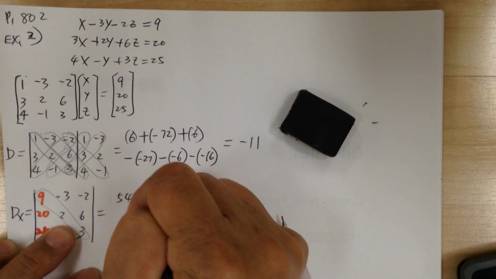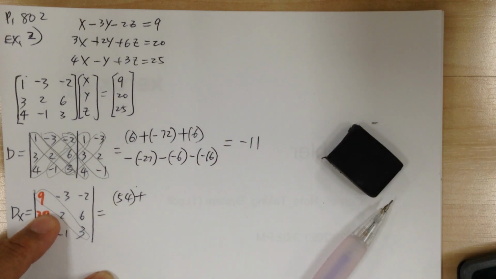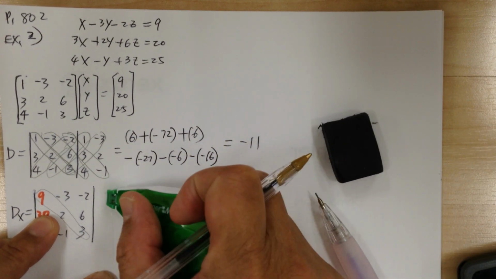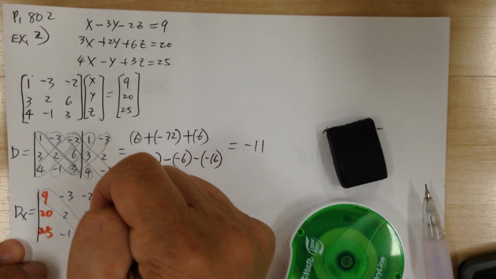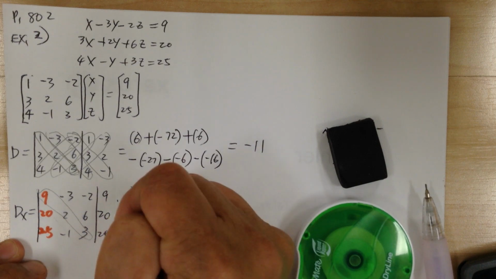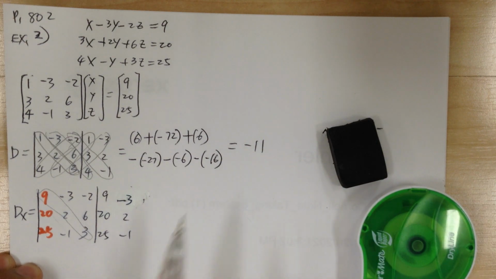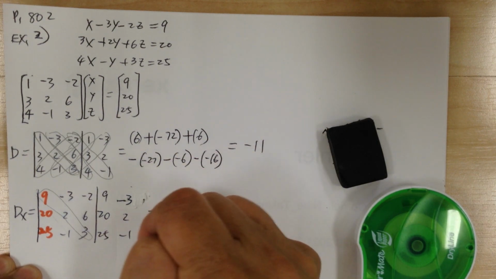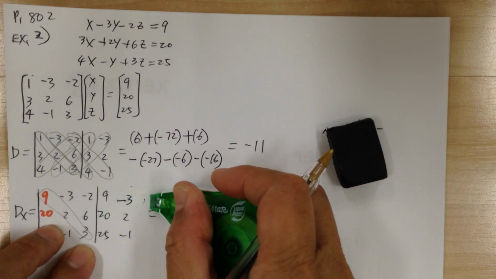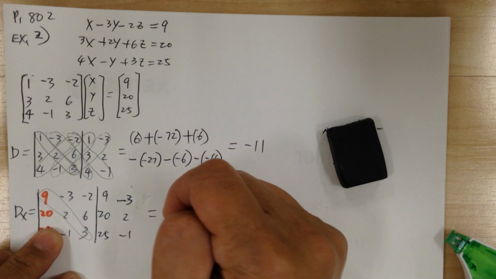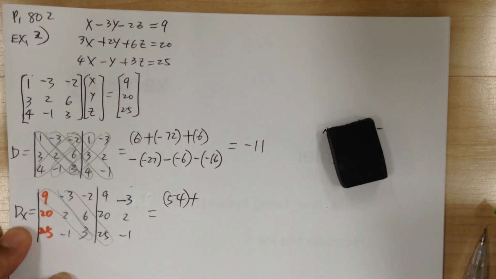So equal to 54 plus, oh, forgot to, time out, forgot to copy the 2 columns. Okay, so I need to get 9, 20, 25, -3, 2, -1. There we go. Okay, let's do the diagonal. So this will equal 54 plus the next diagonal. Okay, you can use your calculator.